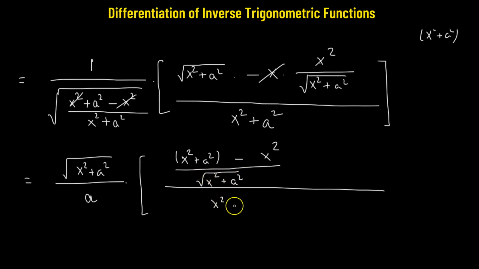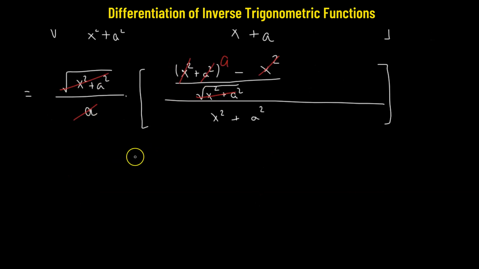Then we have x squared plus a squared in the denominator. Here, this square root of x squared plus a squared and this one goes away immediately. And we have this x squared and this x squared going away. And then we have a squared over a. So one a from the denominator and one a from the numerator goes away, leaving us with only a in the numerator. So our final simplified expression will be equal to a divided by x squared plus a squared.